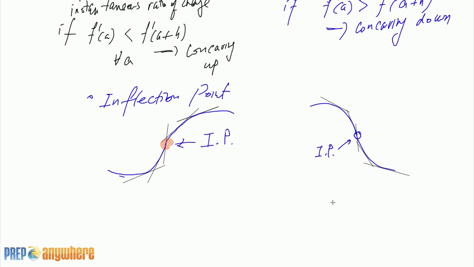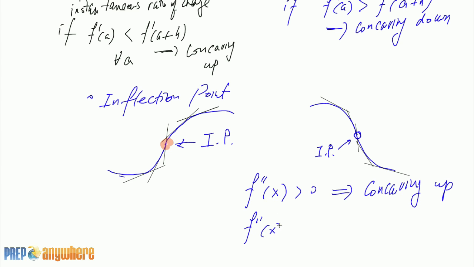Okay, so recall that the second derivative, right? If the second derivative is positive, that means the rate of change of the derivative is increasing. This tells you it's concaving up. If the second derivative is negative, it's concaving down.